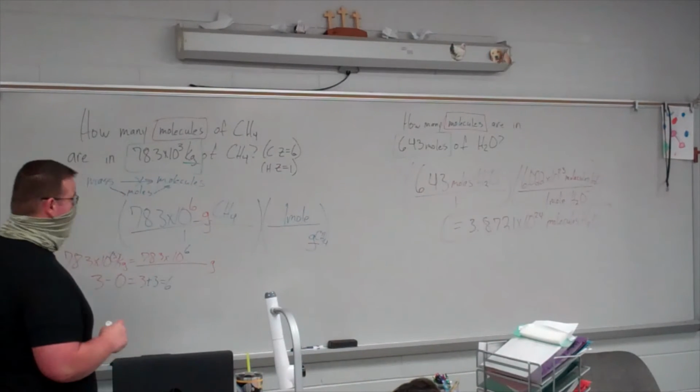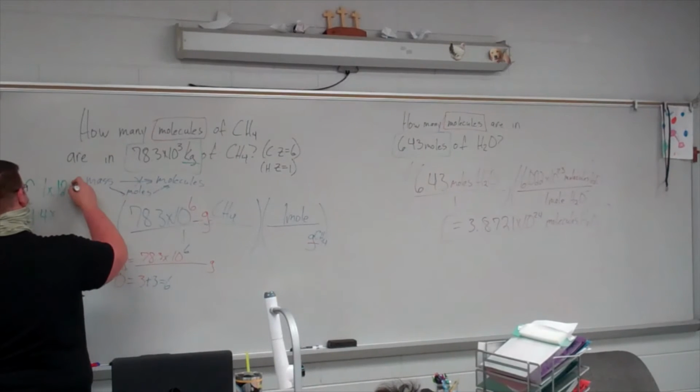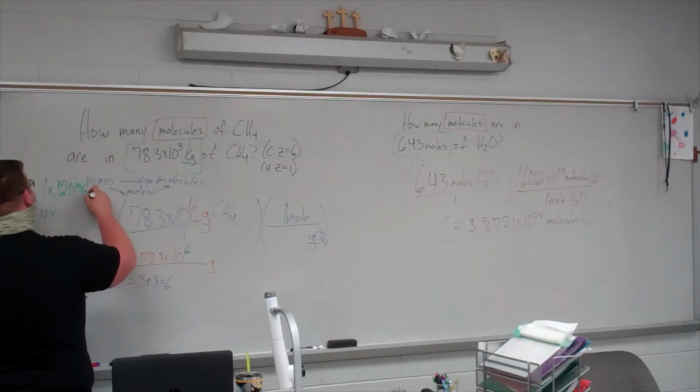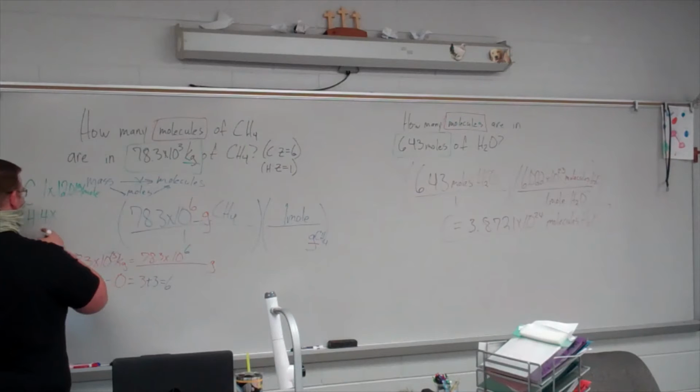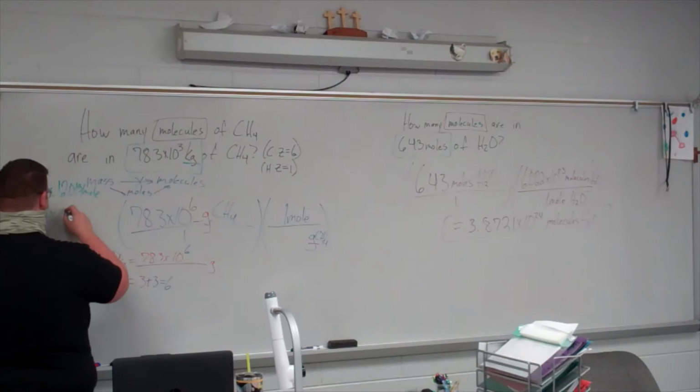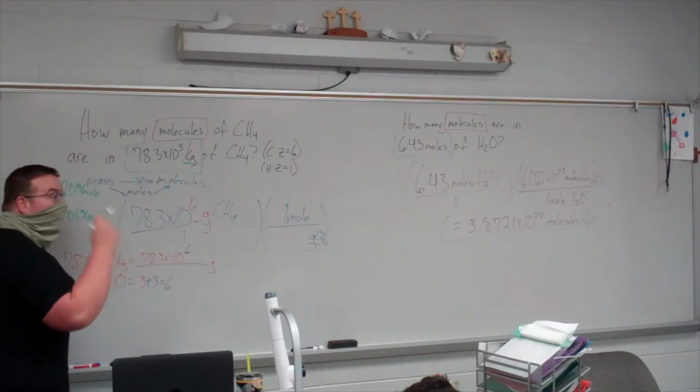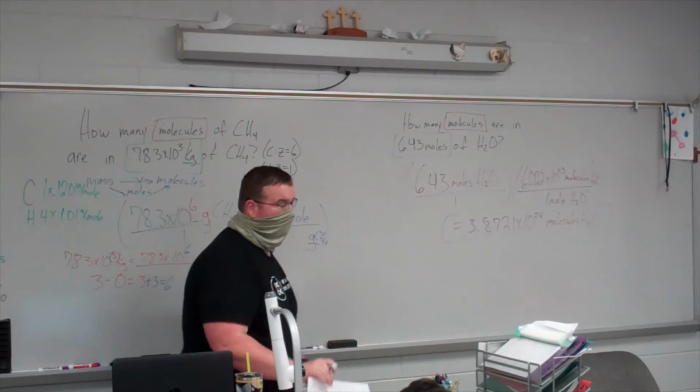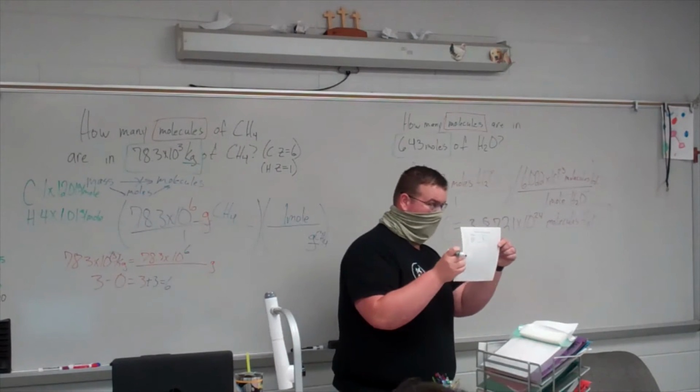So carbon, if I remember right, is 12.01 grams per mole. And for hydrogen, it's 1.01 grams per mole. I remember that. I don't expect you to remember that. That's why I give you the periodic table.